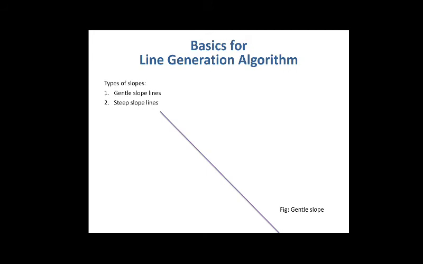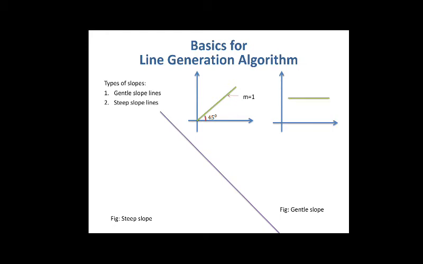First we will see the example of a gentle slope. This is the x and y axis, and I am drawing a line at an angle of 45 degrees. At that time I will say the value of the slope is equal to 1. Whenever your line makes an angle of 45 degrees to the origin, the slope of that line is m equal to 1. This is one example of a gentle slope. Whenever the line is a straight horizontal line, in that case the slope of that line will be 0, meaning no slope is there.